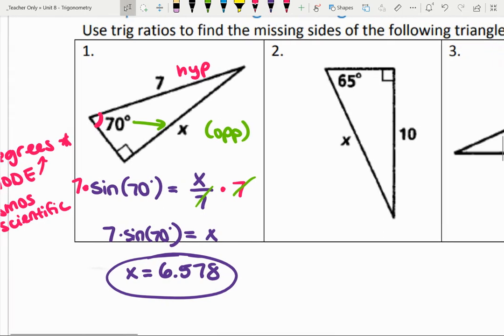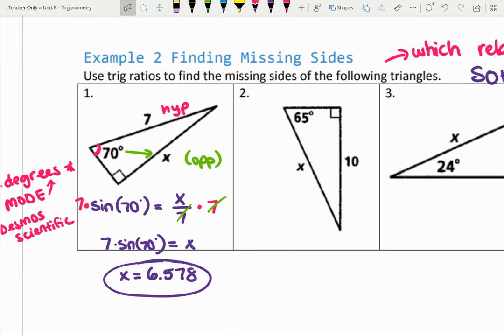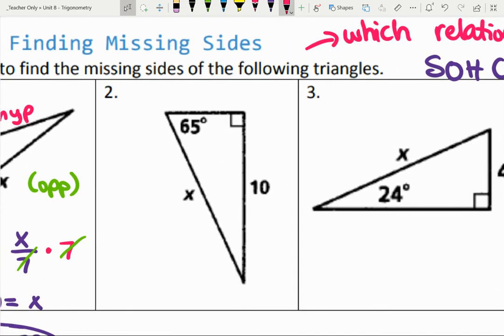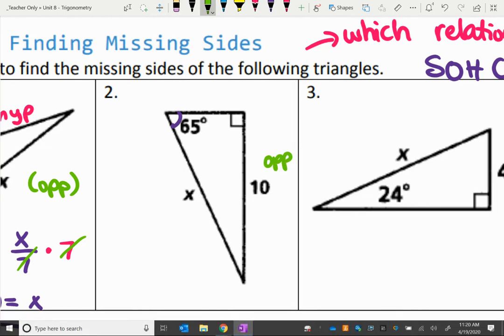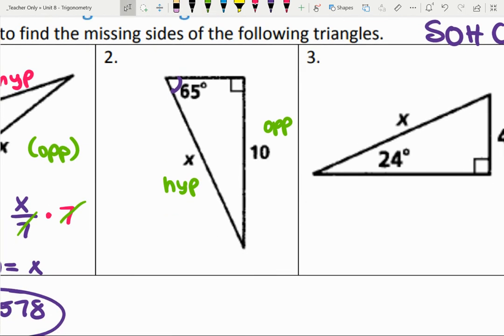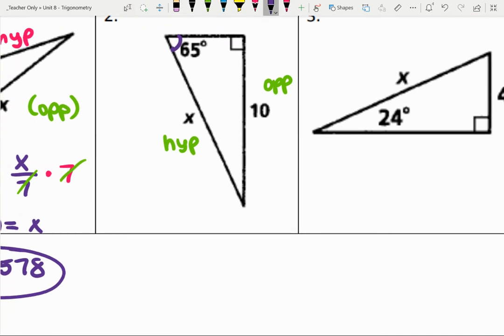So again, the trick is identifying what relationship, sine, cosine, or tangent, are we dealing with here. So let's look at example 2. We've got an angle of 65 degrees, and we're given that the opposite side is 10 and the hypotenuse is x. So again, if we're dealing with an opposite and a hypotenuse, we should relate this to sine. So the sine of 65 degrees is equal to the opposite 10 divided by the hypotenuse x.